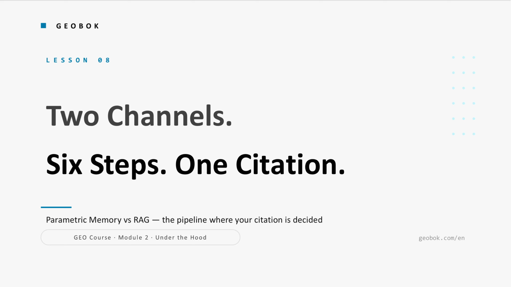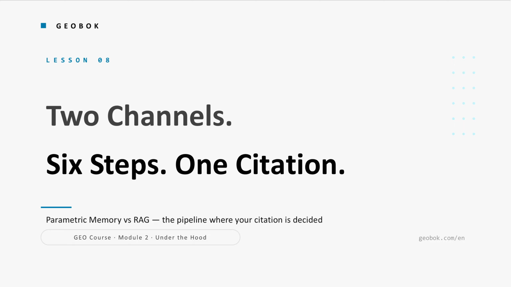Final lesson of Module 2. We've covered how AI reads your content: token, embedding, attention, generation. This lesson zooms out. How does your content actually reach AI in the first place? The answer: two completely different channels.